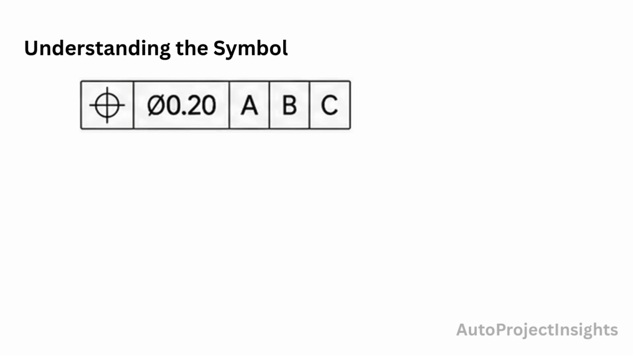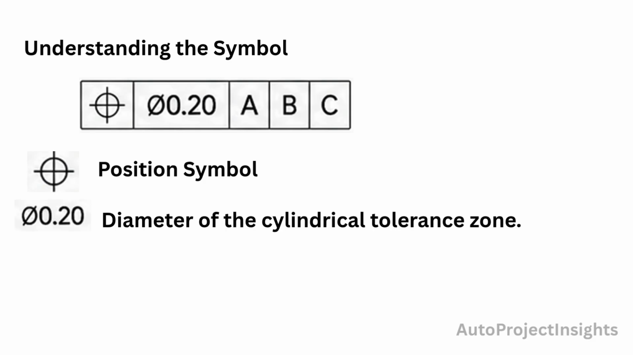Now let's understand this feature control frame. Don't worry, it looks difficult at first, but it's actually very simple. Let's look at each box one by one. The first box shows the position symbol. This tells us what we are controlling. In this case, we're controlling the position or location of the hole. The second box shows diameter symbol 0.20. This means the center of the hole must stay within a 0.20 mm cylindrical tolerance zone. If the hole center stays inside this limit, the part passes. If it goes outside, the part fails.